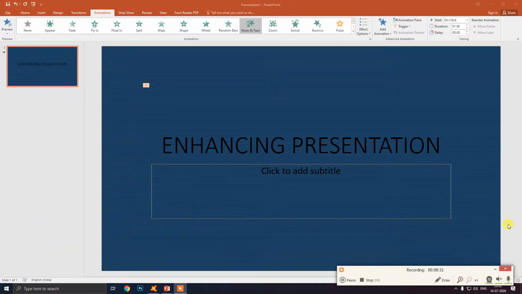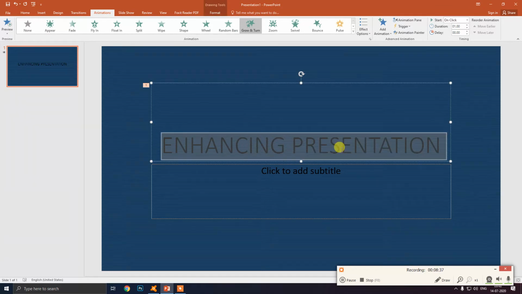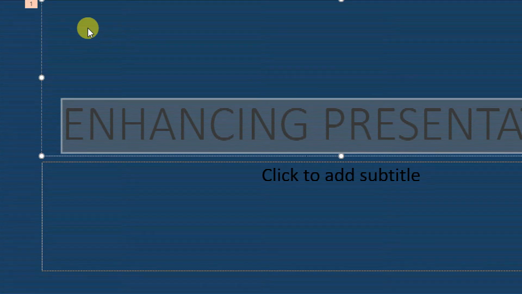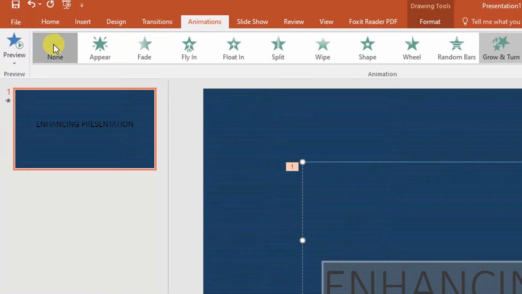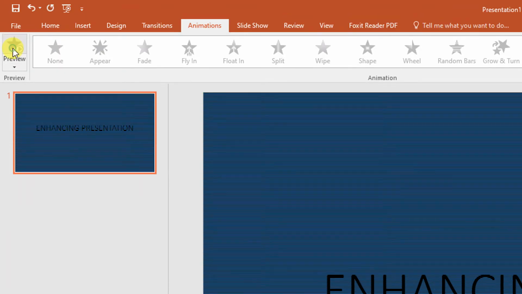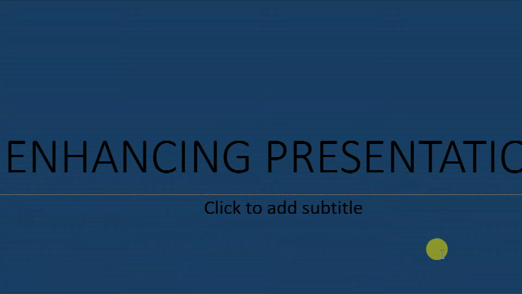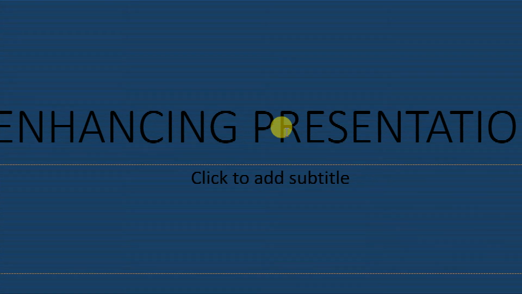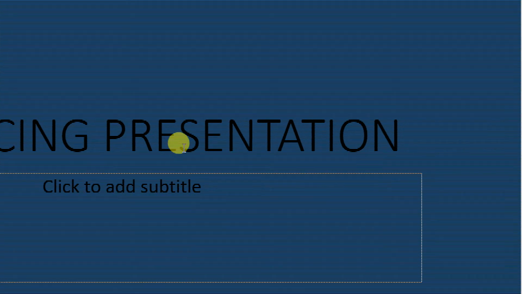Now if you want to remove the animation, what you can do is first of all select this and go to this. Here, as you can see, you have to select None. Click on that None button, so this animation will get removed. Now if I press the preview button, no preview will come because no animation is there. So like that you can remove the animation from your object.